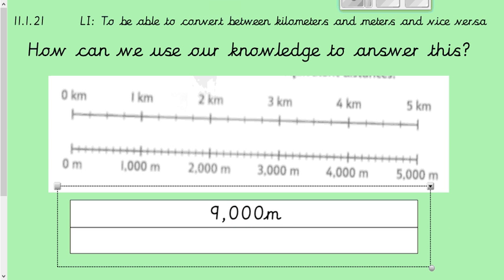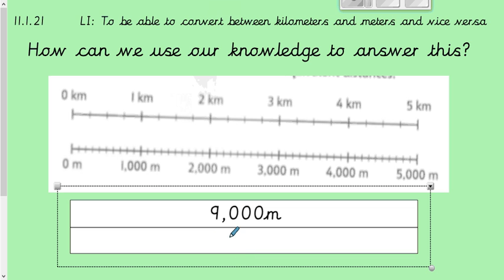We'll do one more then. 9,000 meters. Okay, now again, this isn't actually on the number line, but see if you can use it to help you, or think about the other questions we've just done. Can you work out how many kilometers are in 9,000 meters? So how many kilometers in 9,000 meters?